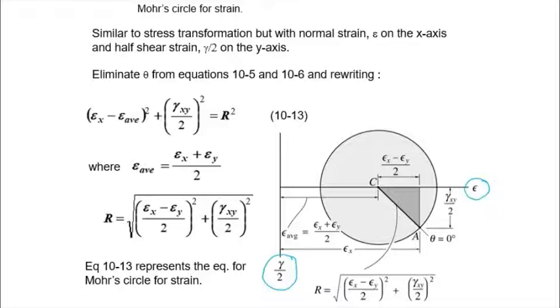The equations we have seen before are very similar, and the only difference, again, is for the strain value. We have half shear strain in the equation. The radius is still the same. The radius is equal to the maximum in-plane shear strain, but in this case it is half. Half the in-plane maximum shear strain, that is R.